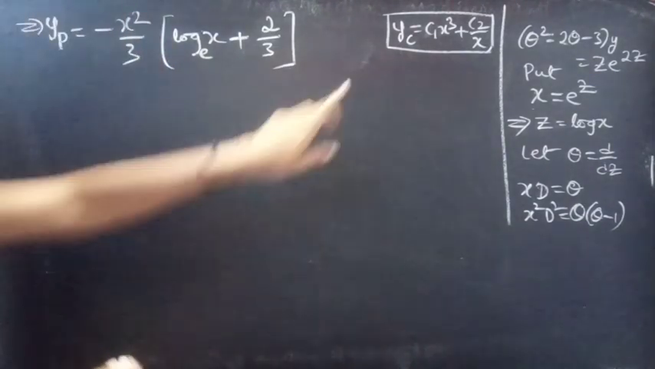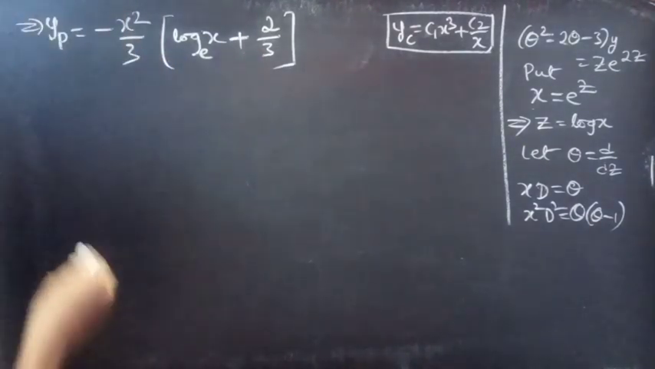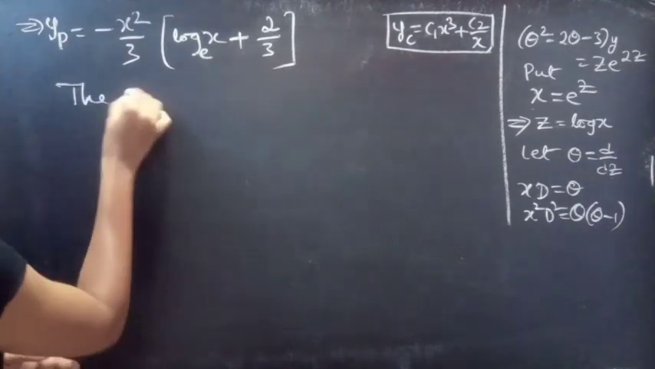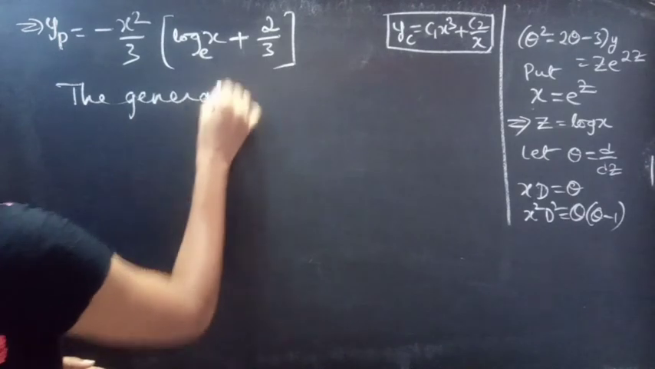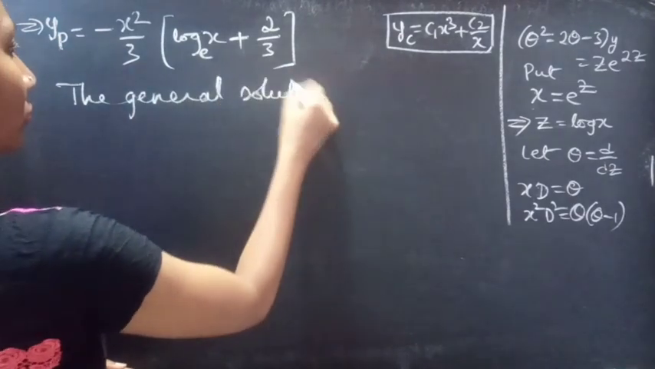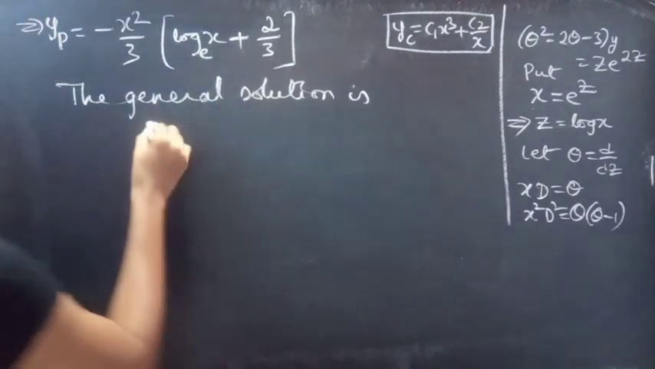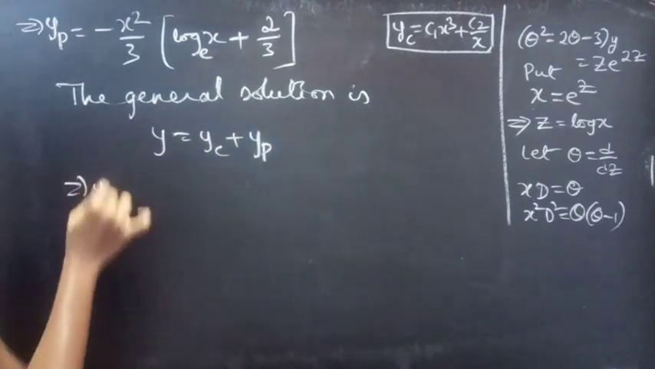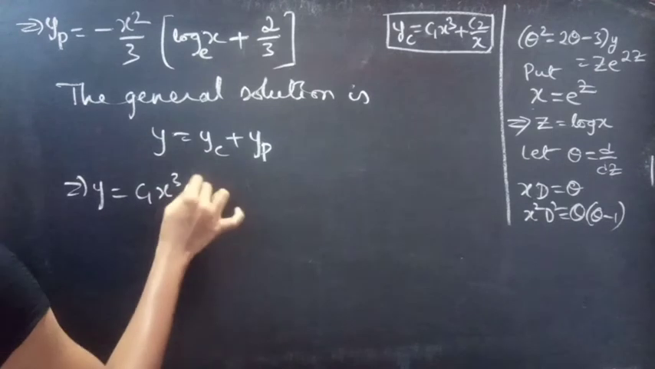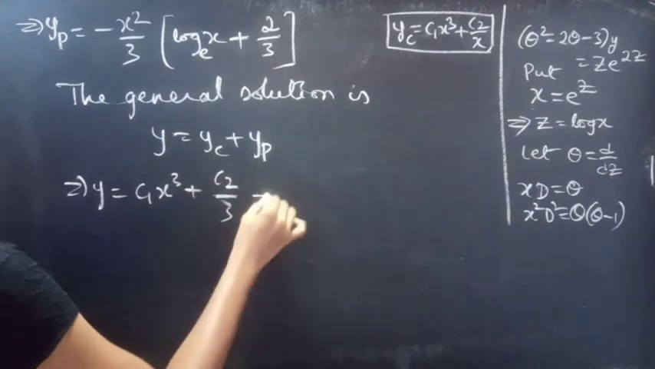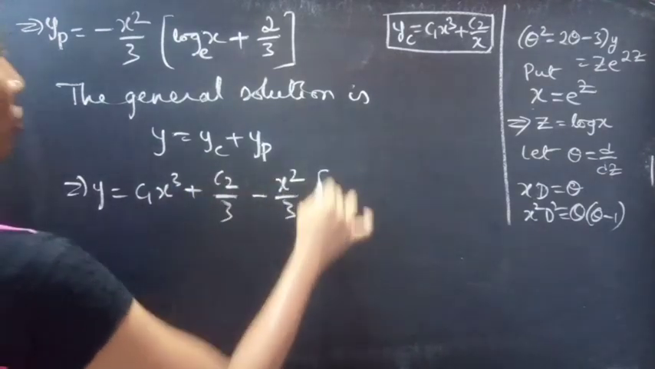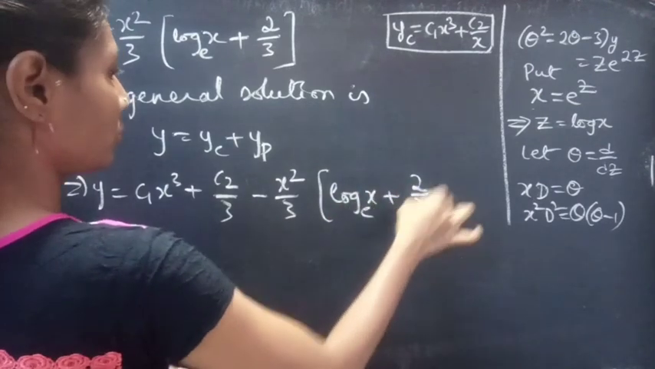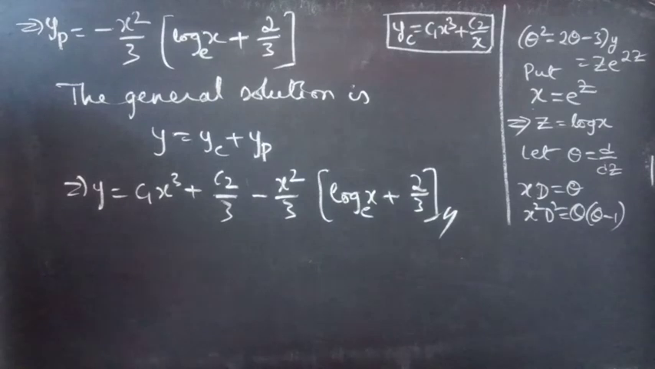Now we have yc and yp, right? So let's write the general solution. The general solution is given by y equals yc plus yp. Then y equals, for yc, c1 x cube plus c2 by 3, and yp is minus x square by 3 into log x to the base e plus 2 by 3. This completes the problem.